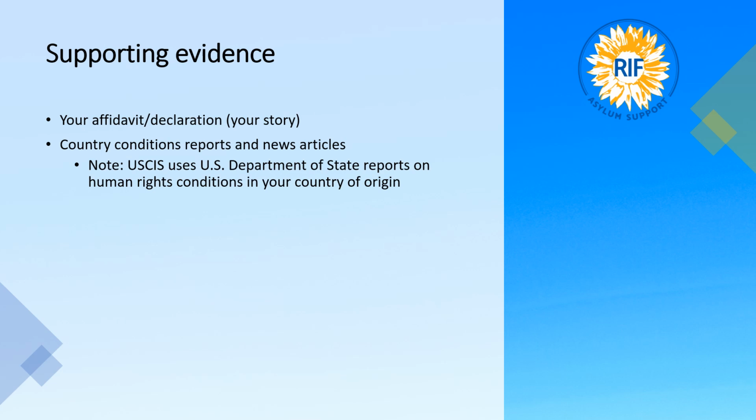Besides your application, you have to collect your supporting evidence. You have to write down your affidavit, your declaration, in other words, your story. You have to attach some documents showing the country conditions and news articles. But be aware that USCIS uses the US Department of State reports on human rights conditions in your country of origin, so they have access to this.